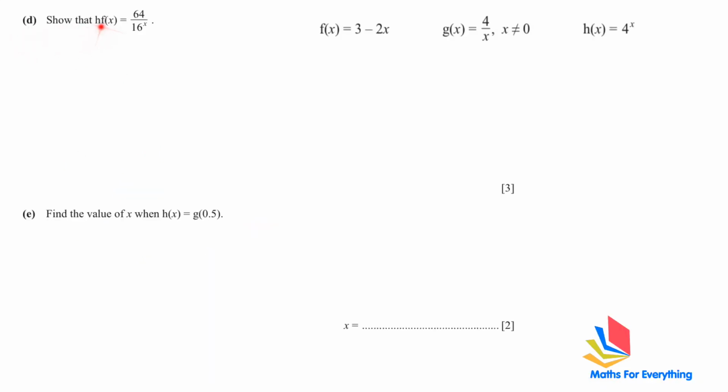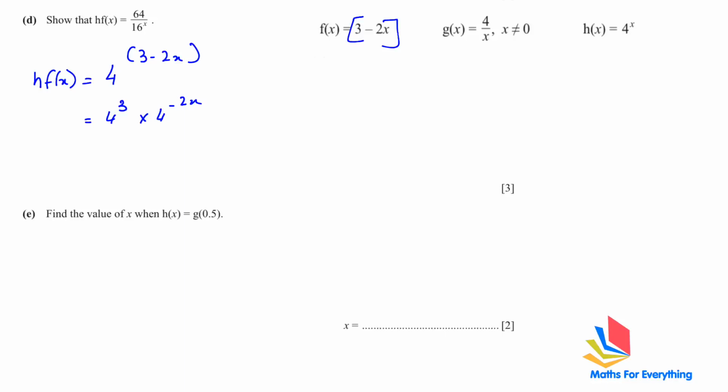Part D, show that h of f of x is equal to 64 over 16 to the power of x. So f of x we are going to substitute in h. You have 4 to the power of x, and in place of x we have to substitute 3 minus 2x. This can also be written as 4 to the power of 3 multiplied by 4 to the power of negative 2x.